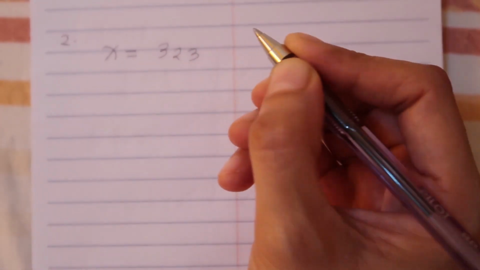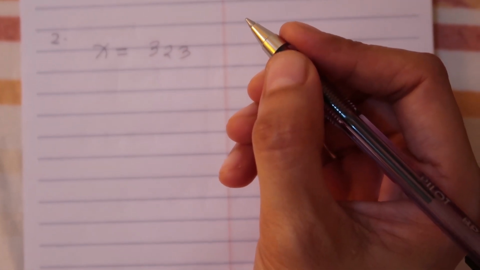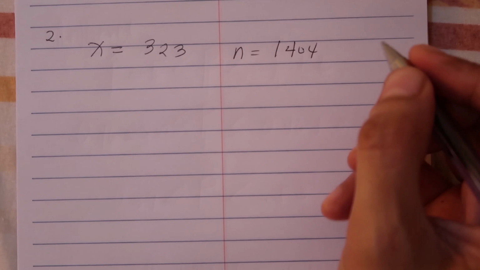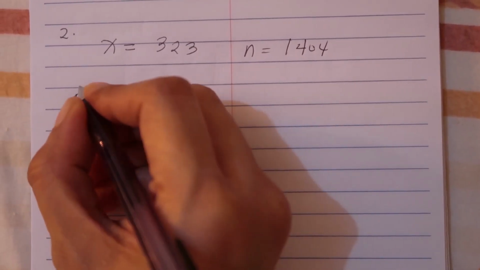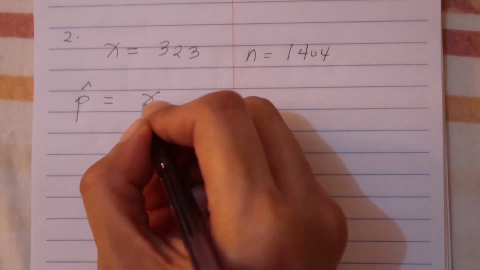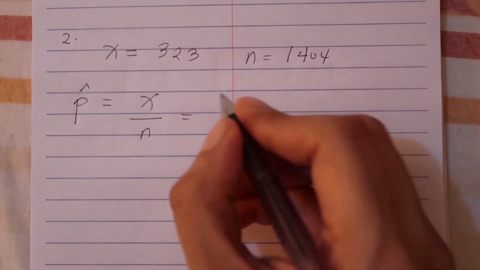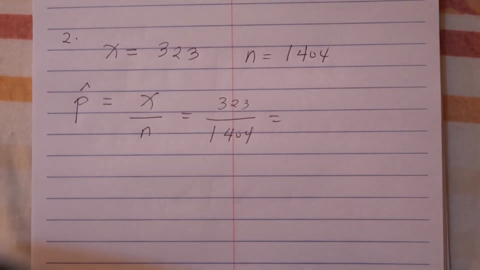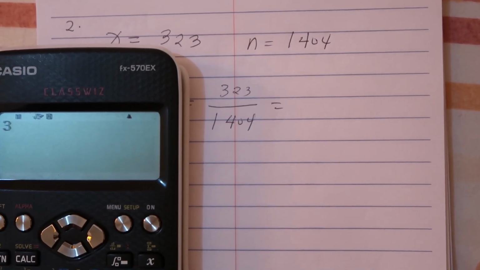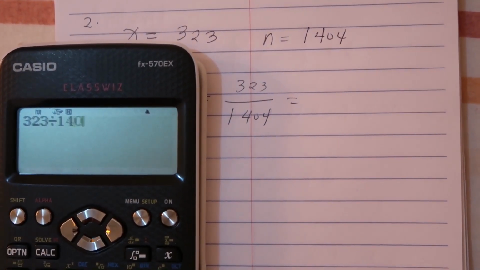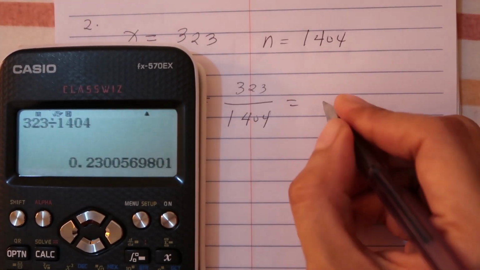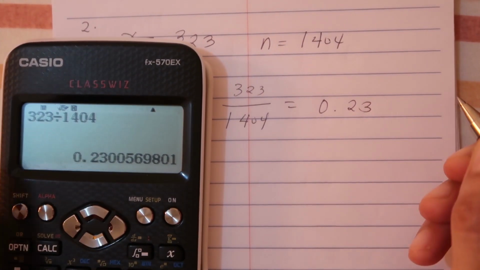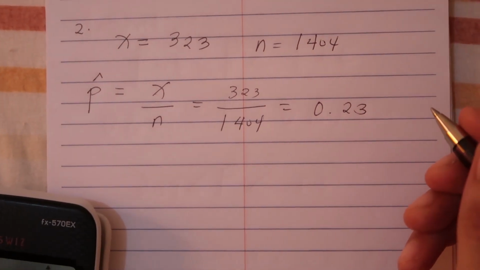So there are 323 students who paid for their education, out of 1,404 respondents. So first, we need to solve for the sample proportion. That will be x divided by n. So you have 323 over 1,404. So 323 divided by 1,404 will be 0.23, or 23%.